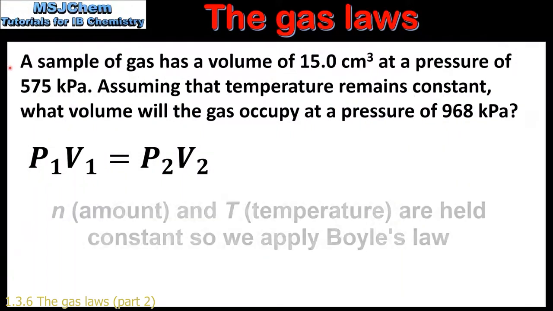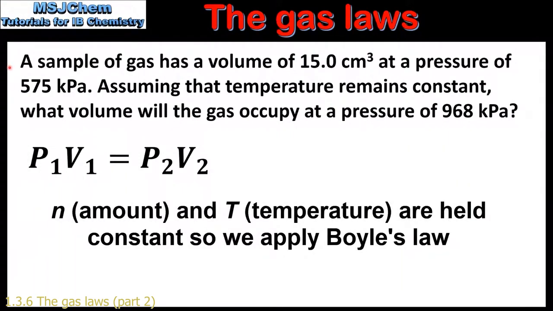In our first example, we have a sample of gas with a volume of 15 cubic centimeters at a pressure of 575 kilopascals. Assuming that temperature remains constant, what volume will the gas occupy at a pressure of 968 kilopascals? To solve this problem, we'll use the equation P1 times V1 is equal to P2 times V2, which is Boyle's law. In the question, we are given P1, V1, and P2, so we need to solve for V2.